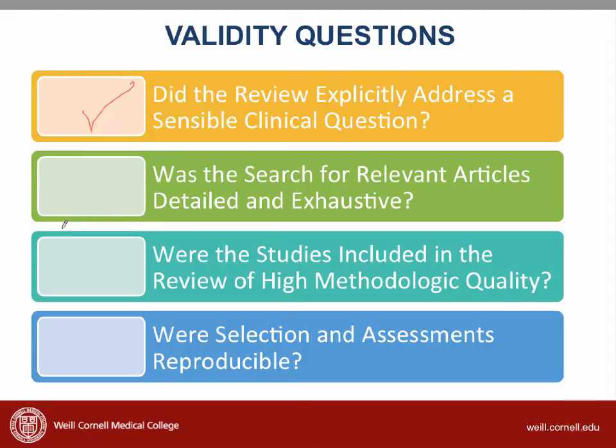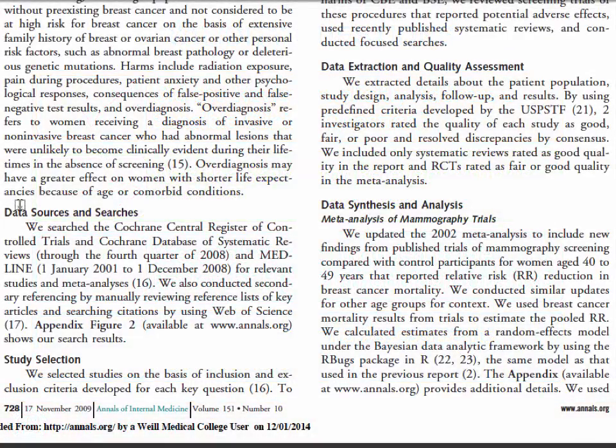Moving on, the next question is, was the search for relevant articles detailed and exhaustive? This is a really important issue for systematic reviews. The authors need to make sure they found all the relevant articles and did not miss any. Let's see what they write in the methods section. In this section, they write, "We searched the Cochrane Central Register of Control Trials and Cochrane Database of Systematic Reviews and Medline for relevant studies and meta-analyses. We also conducted secondary references by manually reviewing reference lists of key articles and searching citations by using Web of Science."